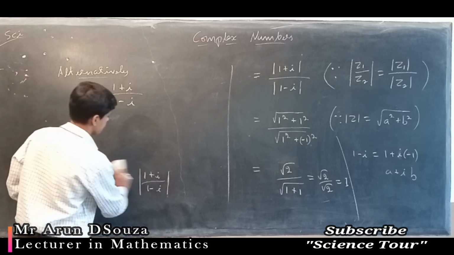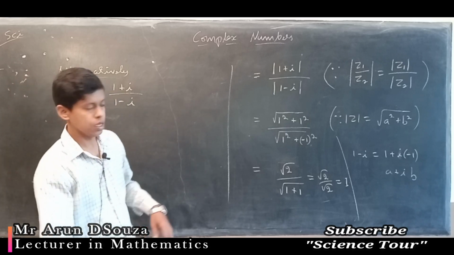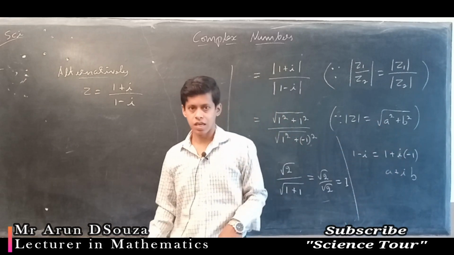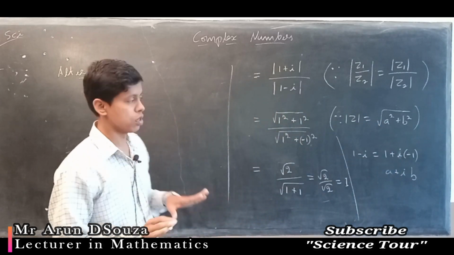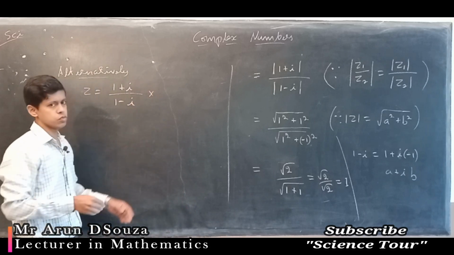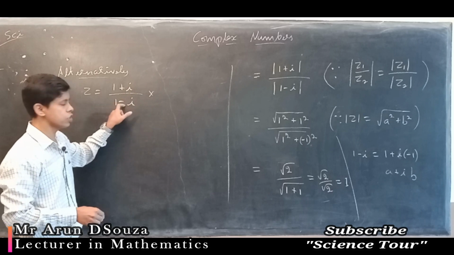Okay, so once we write that in the form of a plus ib, then directly we can use this formula, right? We can directly use that formula. So that's what we will do here. Well, so we will rationalize. So rationalization means multiplying and dividing by the conjugate of the denominator.